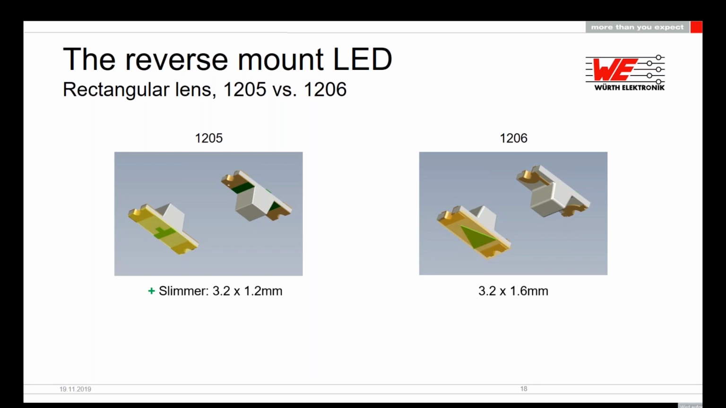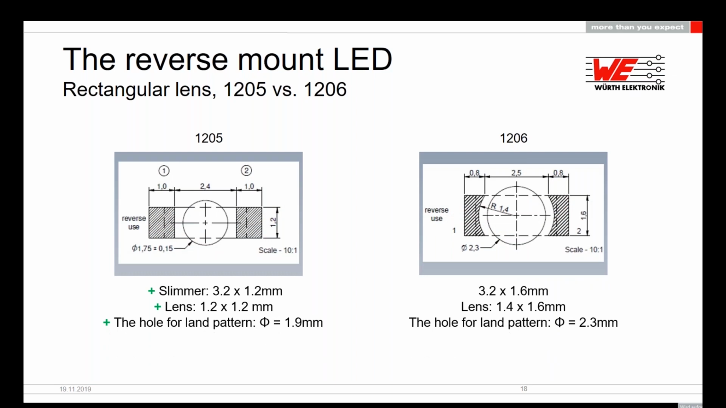And the contact area is also bigger for reverse use. The length of the 1205 is more proportional. That means the hole in the land pattern design is smaller than 1206. That means it's better for saving place on the PCB. But both sizes, 1205 and 1206, are perfect for making the bicolor LED and RGB LED.